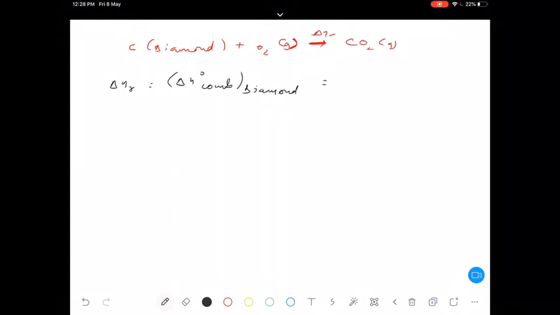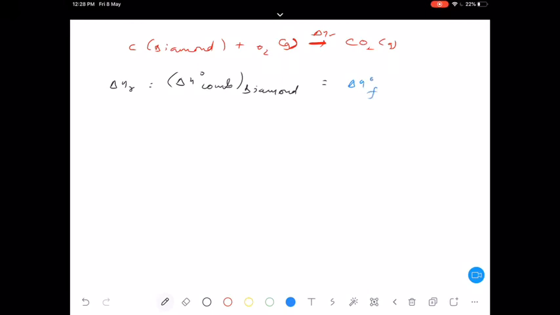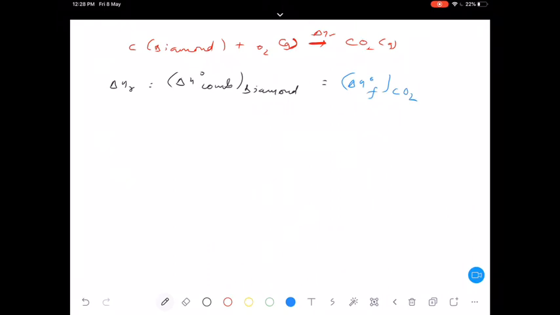Can I write it as standard heat of formation of carbon dioxide? We know that is wrong, correct? So I cannot write it in this manner. Is that clear, this part? That is correct? Okay. Now same example I take for carbon again.